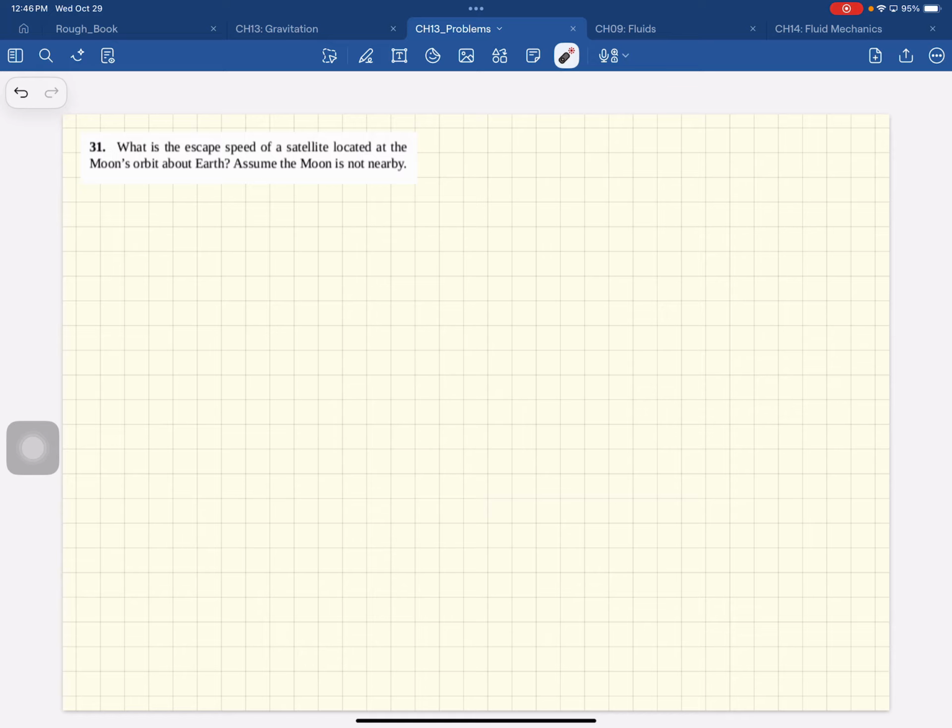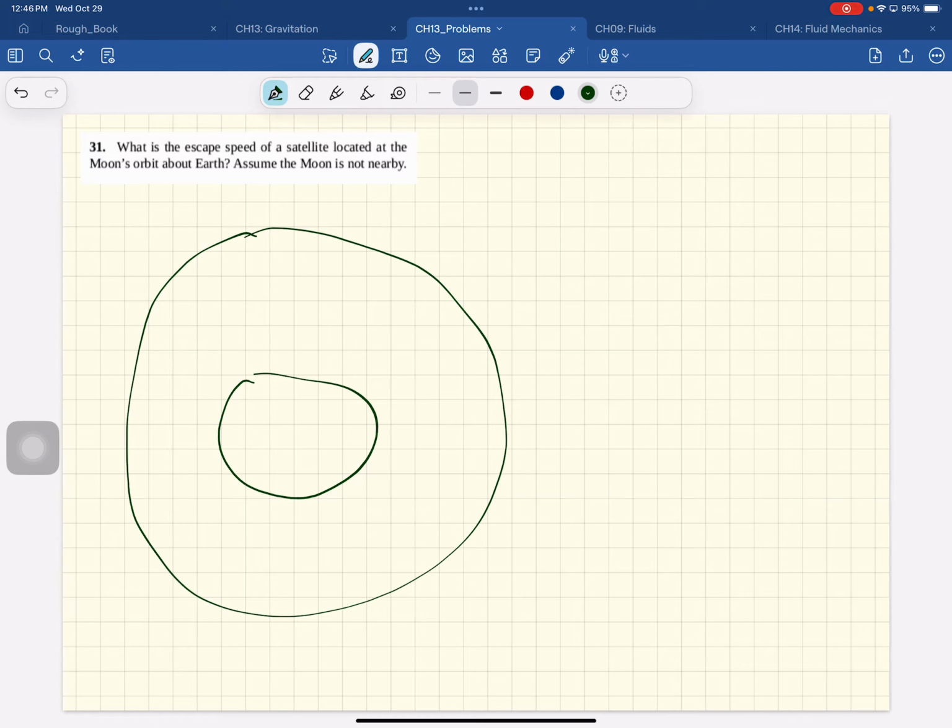They ask you, what is the escape speed of a satellite located at the moon's orbit about Earth? Assume the moon is not nearby. So here's the Earth, and there's the moon. If you had a satellite there, they want you to find the escape speed at this radius.